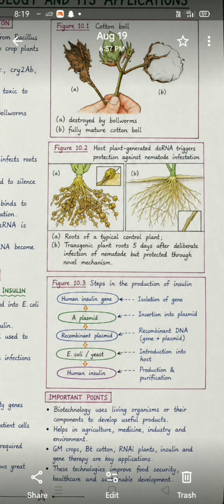rDNA technology. In 1983, Eli Lilly, an American company, prepared two DNA sequences corresponding to the A and B chains of human insulin and introduced them into plasmids of E. coli. Human gene isolation: after the gene is transferred to a plasmid and a recombinant plasmid is made, it is inserted into E. coli or yeast, followed by production and purification of human insulin.